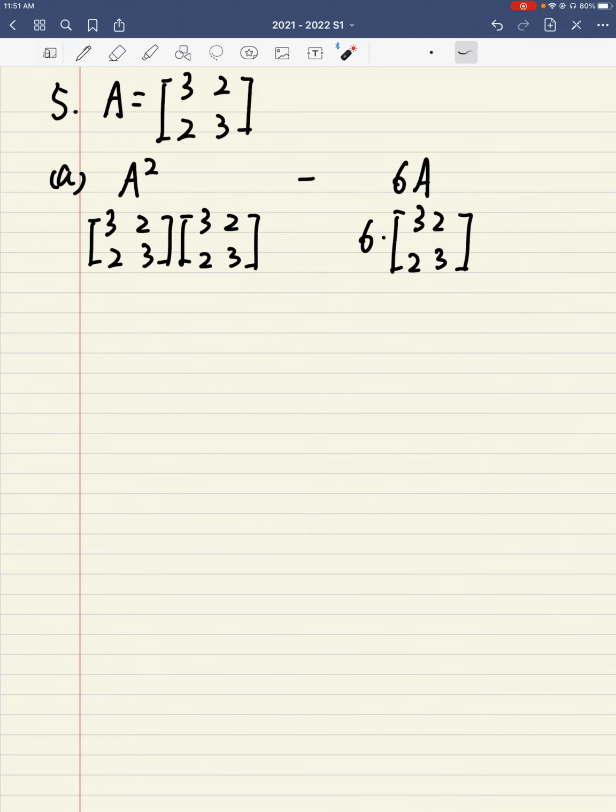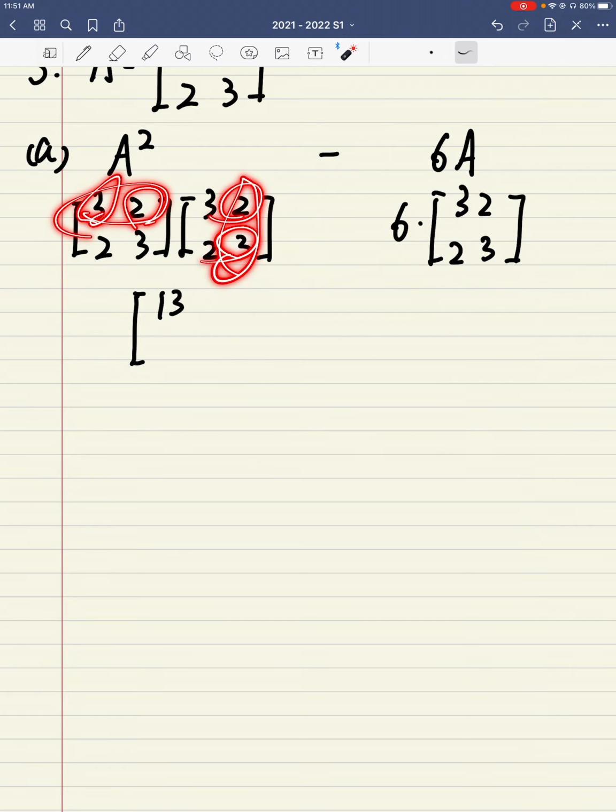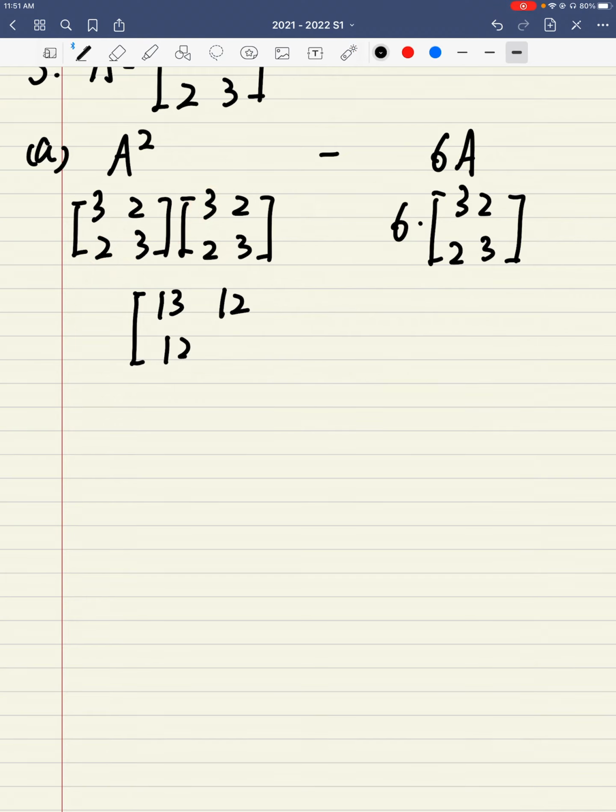This part, the first entry is [3, 2] times [3, 2]. This first entry is 3 times 3 plus 2 times 2, which is 13. Then the second entry is [3, 2] times [2, 3], so it's 3 times 2 plus 2 times 3. The second entry is 12. The third entry is [2, 3] times [3, 2], so 2 times 3 plus 3 times 2. This entry is 12. The last entry is 13.